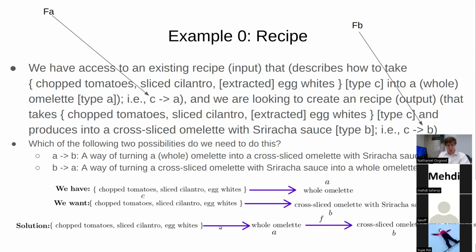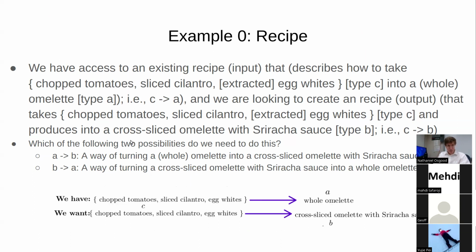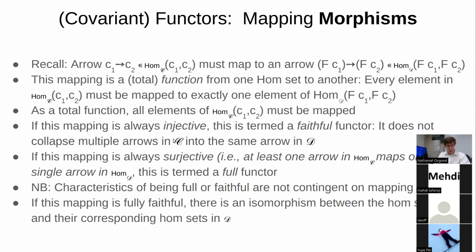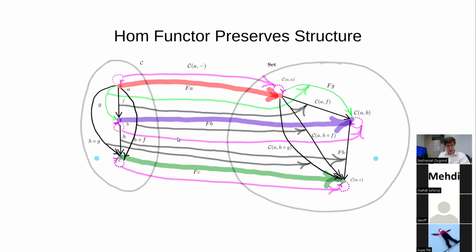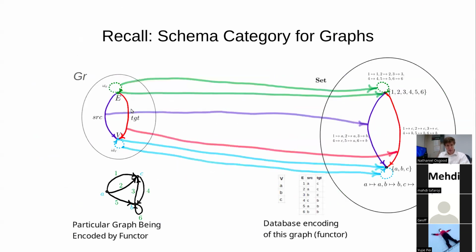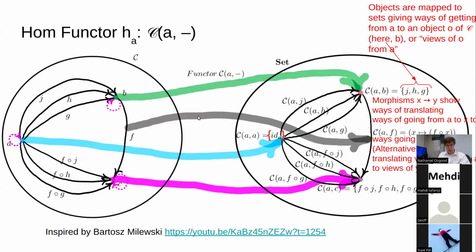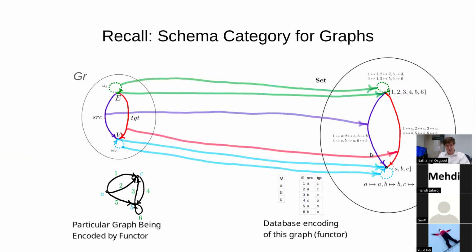Just like way back. Okay, sorry. Way back here. Oh no. Okay, here we post-compose with F. We do F after that. Okay.